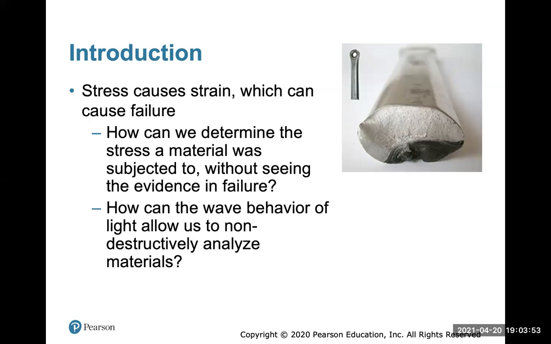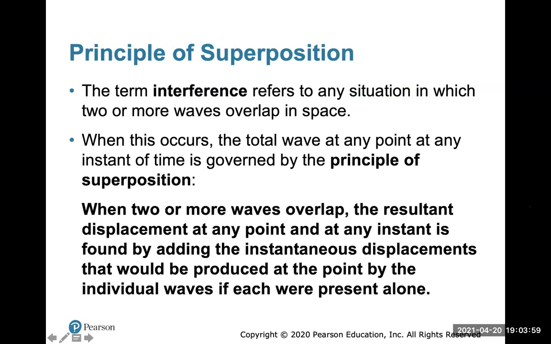First, let's remind ourselves about superposition. It's not really like we needed another name for this phenomenon, but when we say interference, we just mean that there's one or more waves trying to propagate at a particular point in space. And the superposition of those wave functions results in interference.